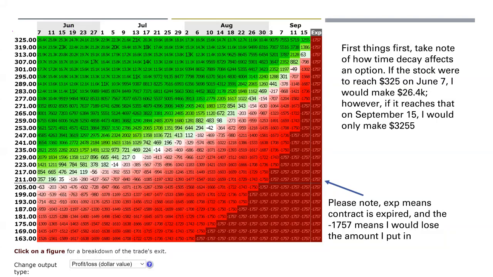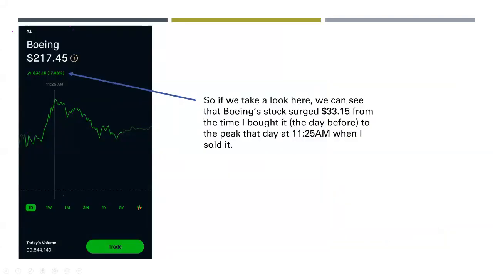So right now we're looking at this graph. Let's take a look at something else. You can see here, this was Boeing on that day. It hit a price of $217, right? So that's up $33 on the whole trade, because I bought it the day before. It's up $33 from the day before. So I sold it at the peak right here at $217.